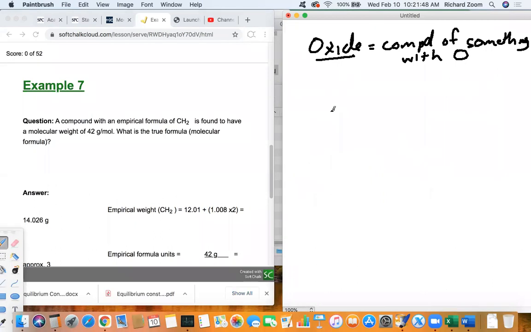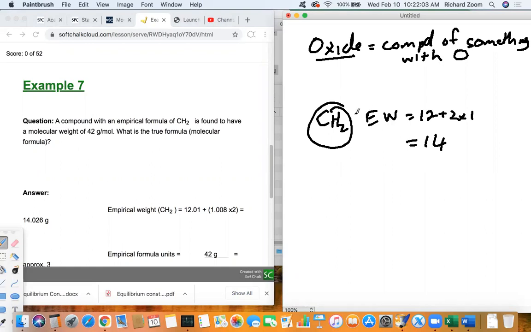So what we do is we take CH2 and we find the empirical weight, which is going to be 12 plus 2 times 1, which is 14. So all I've done here is found the mass of the CH2. I take that and divide it into the molecular weight. So I take the molecular weight divided by the empirical weight, which is going to be 42 grams per mole.